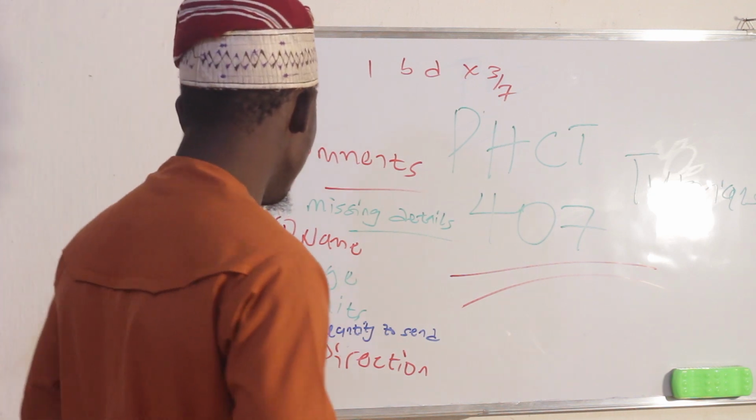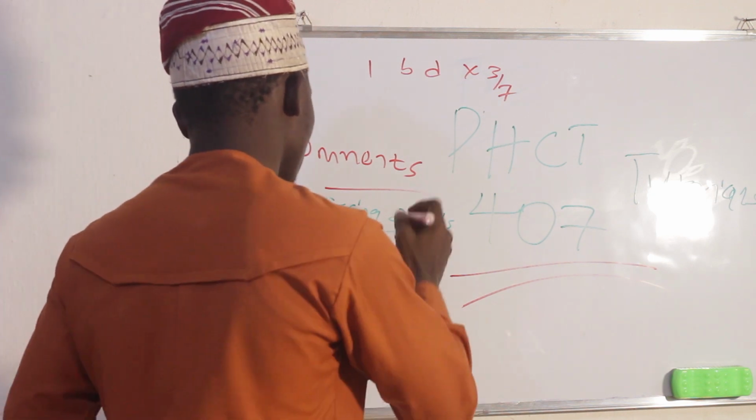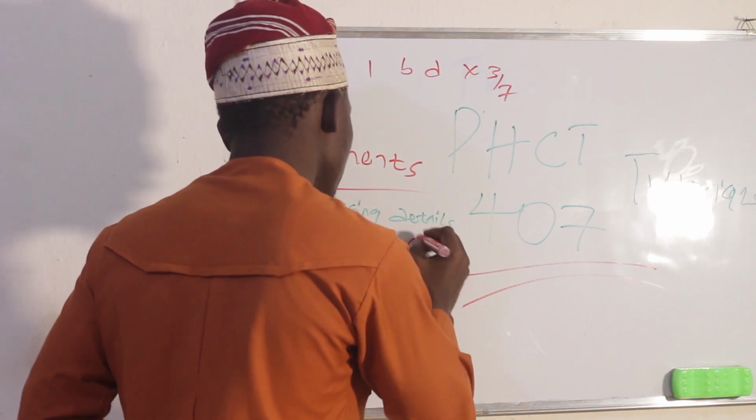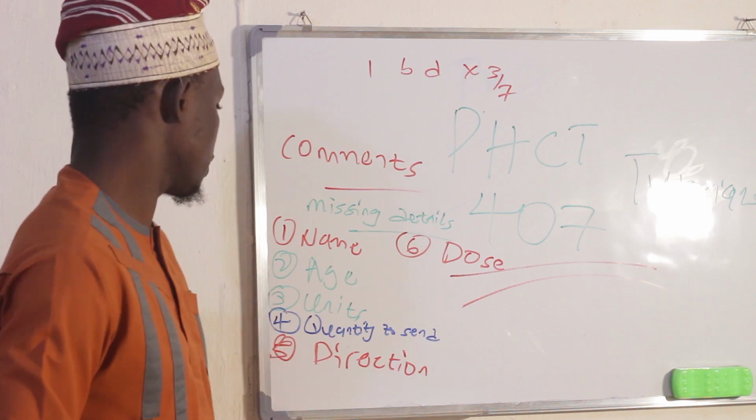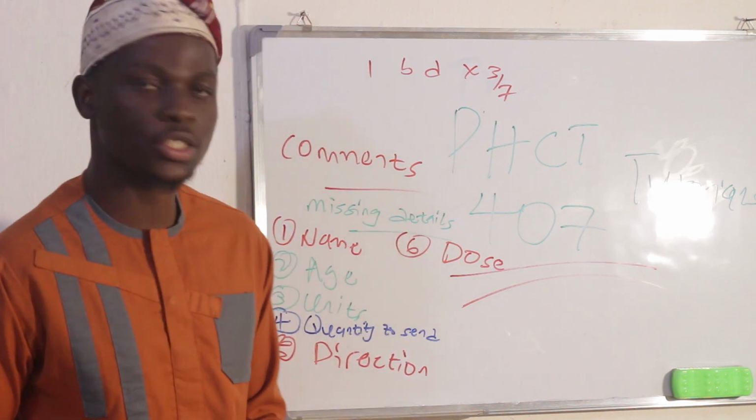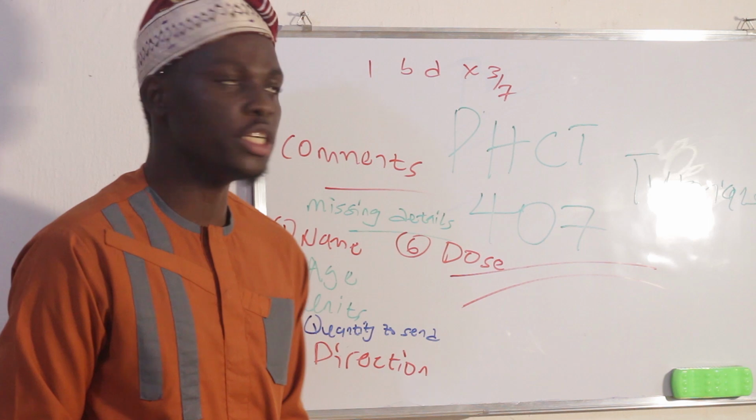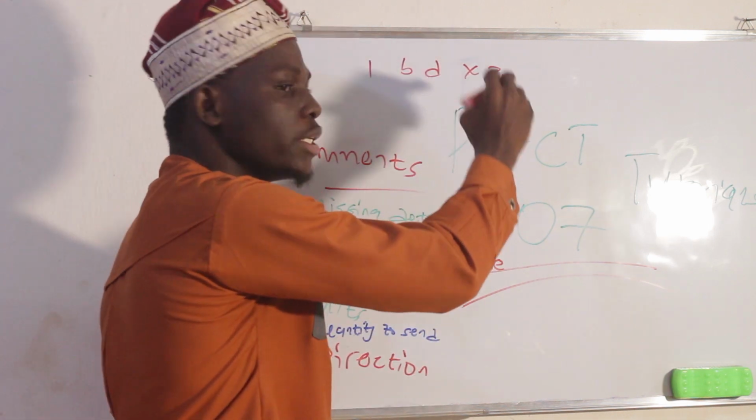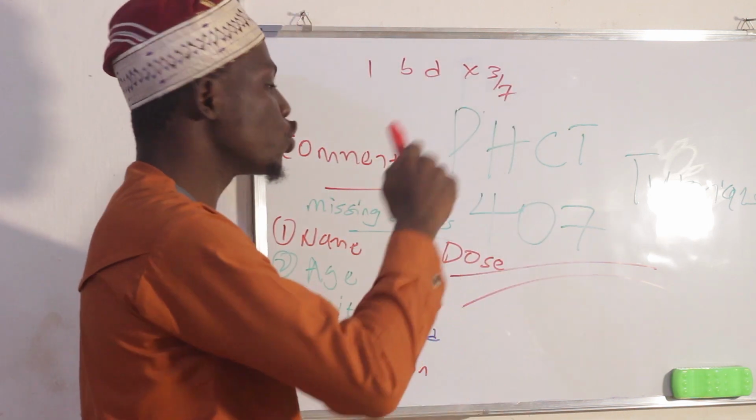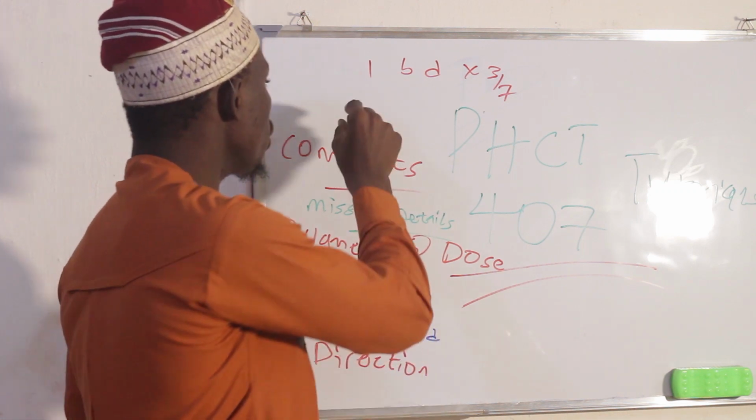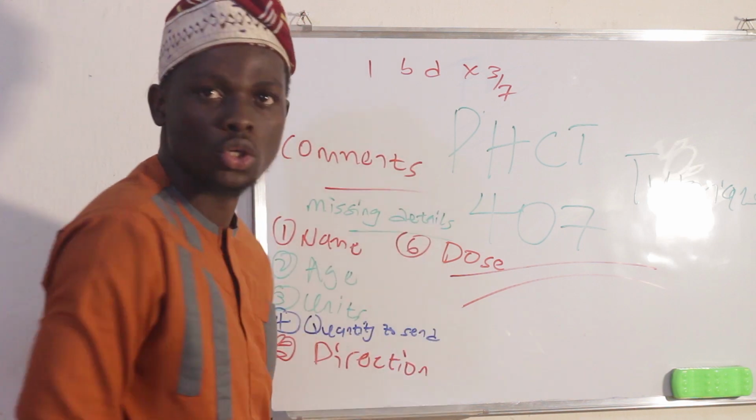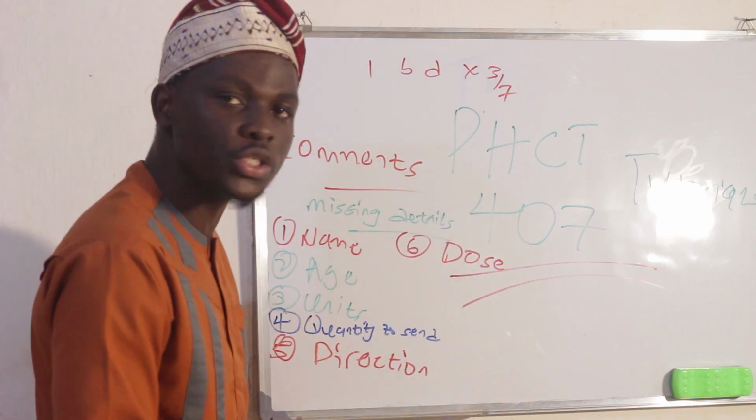Then another thing you also need to look out for is the dose. The dose, very, very important. Just like I said in terms of age, you also need to check the dose. If they ask you, take 1 BD times 3/7, you need to go to your BPC and check the active ingredients in that product. Then you compare the dose you were given. Is it an overdose or is it an underdose? Or the dose is okay.